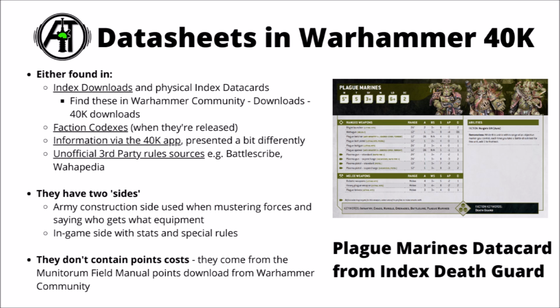While they have the vast majority of the information for fielding each unit in Warhammer 40k, they don't contain points costs. These are typically found in the Munitorum Field Manual, though you can use the Warhammer app as well. The Field Manual document is another one that you can download from the Warhammer Community webpage, again in the download section and under 40k downloads. The reason they keep them separate is that they might update points values a bit more regularly than any sort of datasheet rules. That way they just need to reissue the field manual and not have to actually reprint every single datasheet in the game.